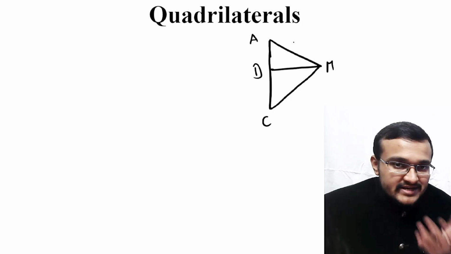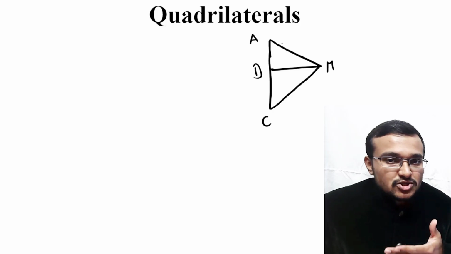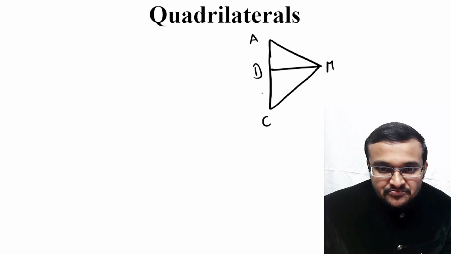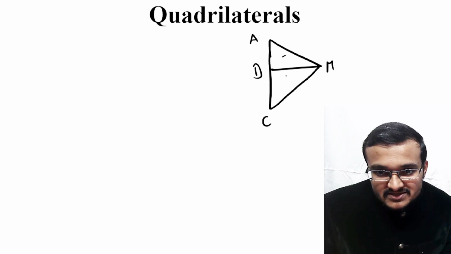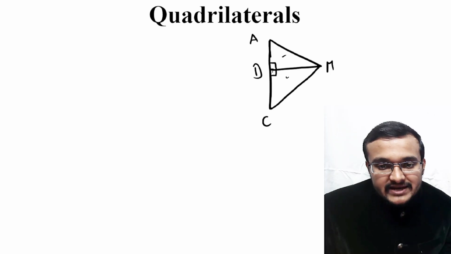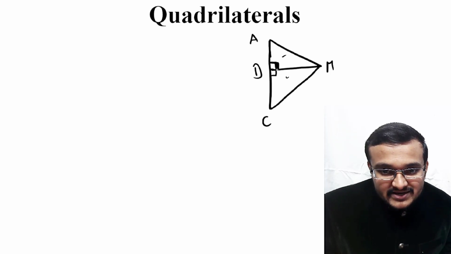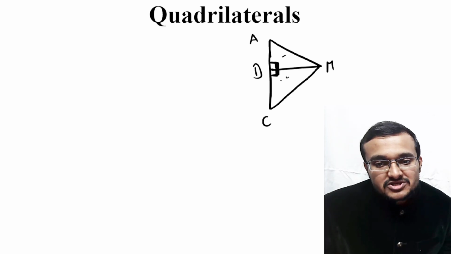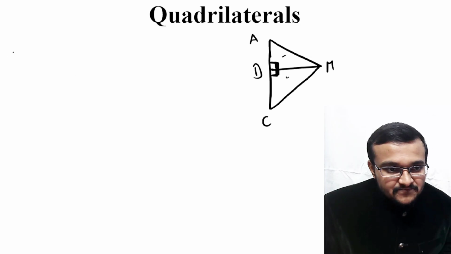Now we know AM is already equal to half AB. We need to prove CM is also equal to AM, so that CM will also become equal to half AB. In order to prove that, we'll consider these two triangles where this particular angle is already equal to 90 degree, because we have proved ADM is equal to 90 degree. So this particular angle, that is CDM, will also be equal to 90 degree because they act as linear pairs.